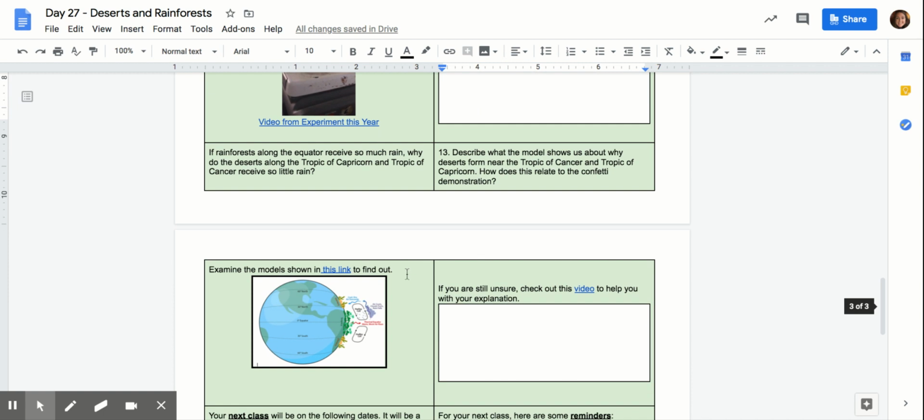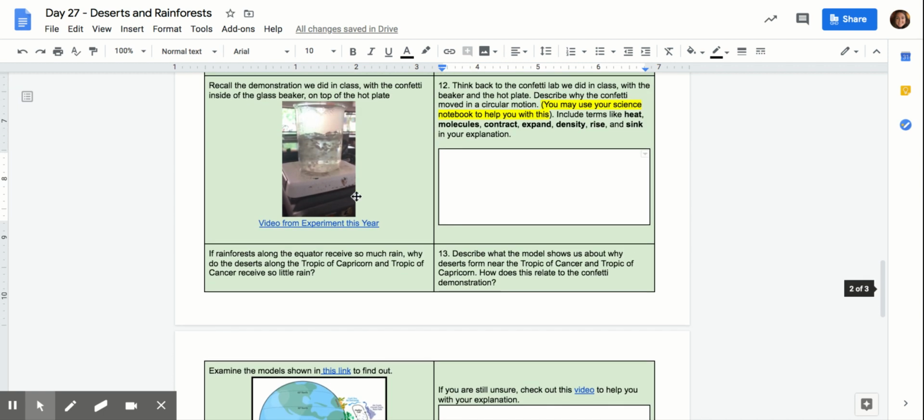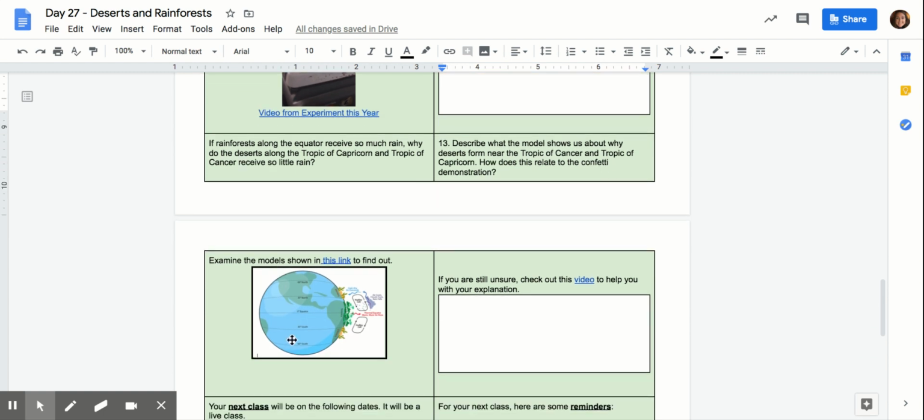Now we're going to get into what this confetti experiment has to do with deserts and rainforests. This is actually a really great model of the process of convection, and we're going to look at how convection is causing those deserts to form. If rainforests along the equator receive so much rain, why do deserts on the Tropic of Capricorn and Tropic of Cancer receive so little rain?